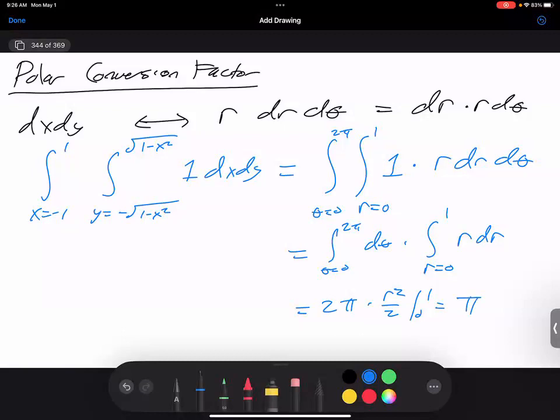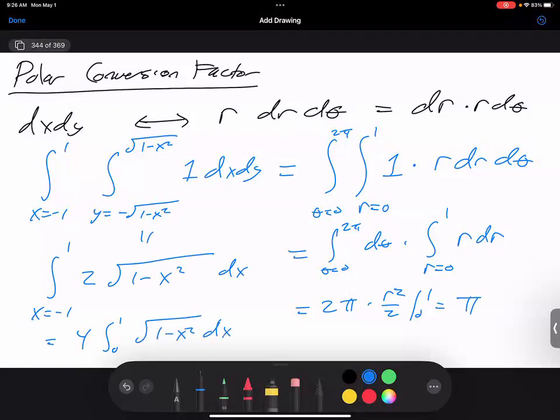If I tried to do this integral in Cartesian coordinates, I would get the integral x goes from -1 to 1 of twice the square root of 1 minus x squared dx. Or noting that it's an even function, this would just be 4 times the integral from 0 to 1 of the square root of 1 minus x squared dx. We can evaluate this if we do some trig substitution. Okay.